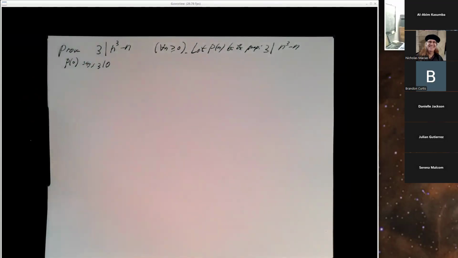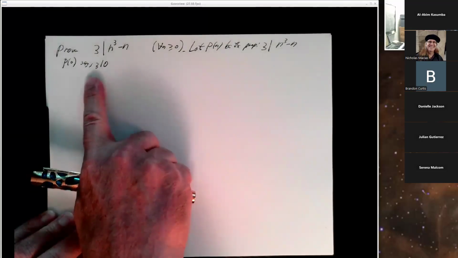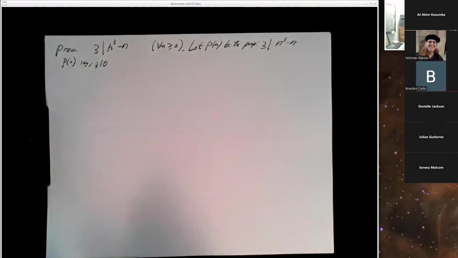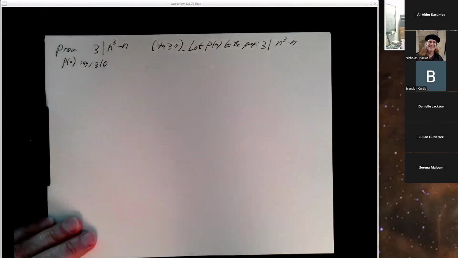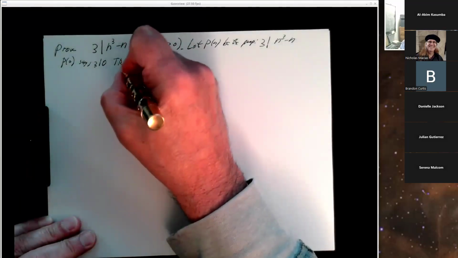Because there's an integer, k, such that 0 equals 3 times k. In particular, k equals 0. Right? There's something I can multiply 3 by to get 0. I can multiply 3 by 0. So 3 divides 0. Every integer other than 0 divides 0. So P of 0 says 3 divides 0. This is true.